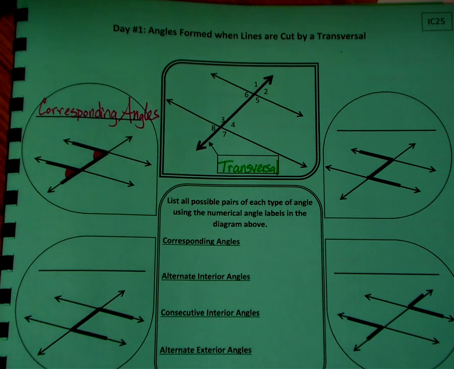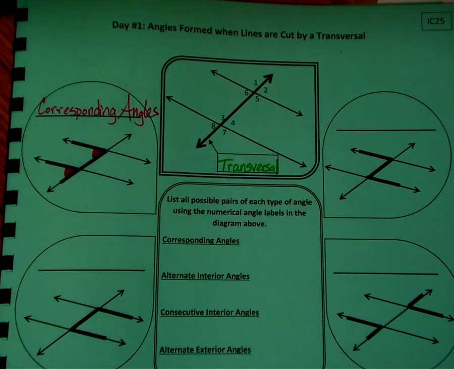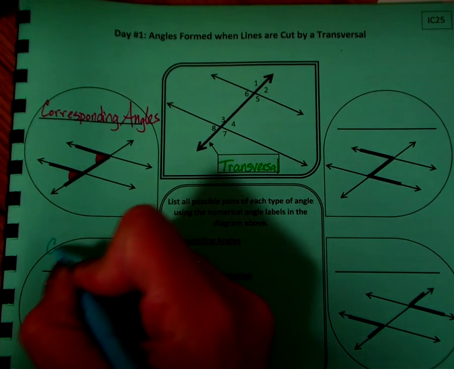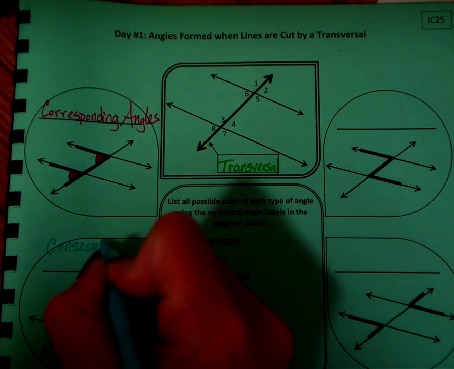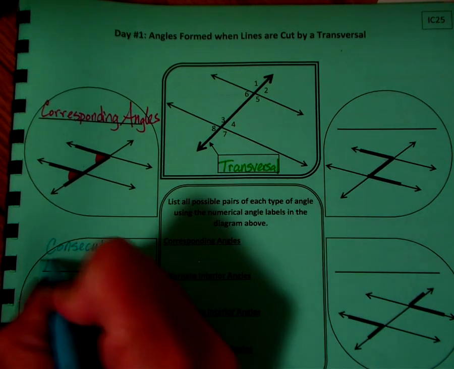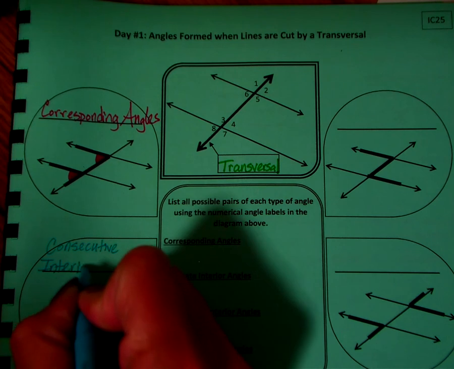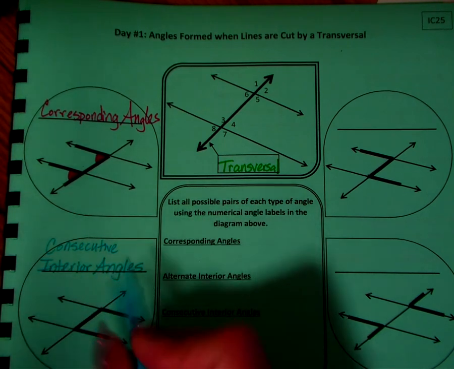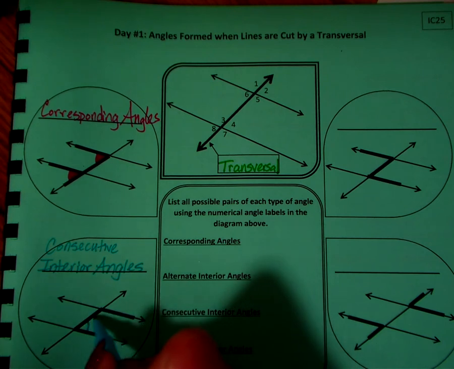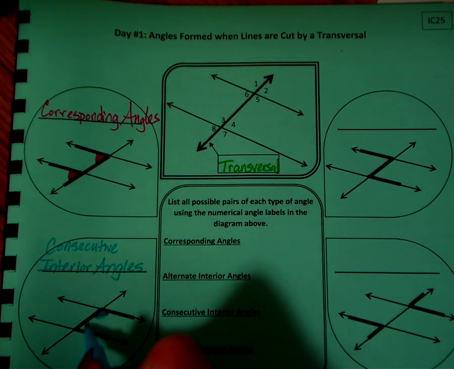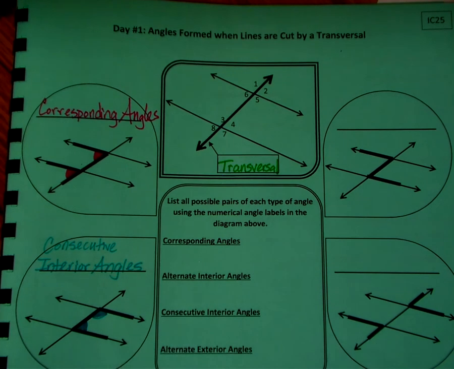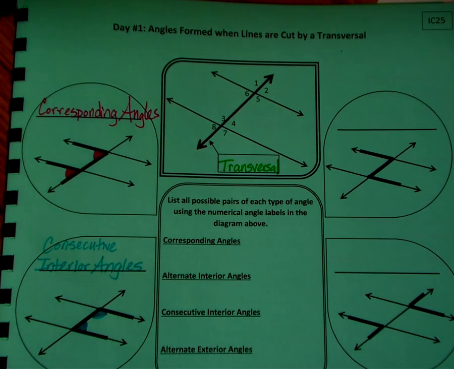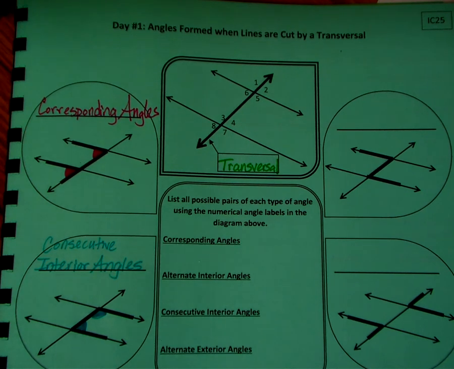Okay, then we have consecutive interior angles. So consecutive interior angles. Interior, think of inside. Consecutive means one right after the other, right? So for example, here would be consecutive interior angles. Okay.